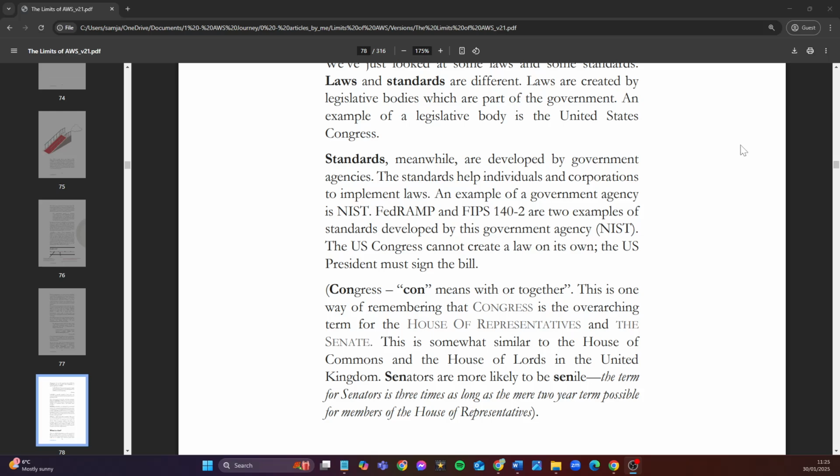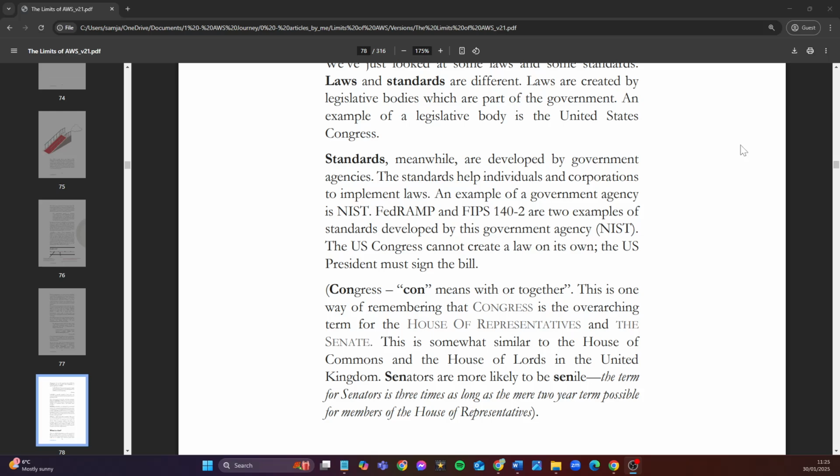Standards, meanwhile, are developed by government agencies. The standards help individuals and corporations to implement laws. An example of a government agency is NIST. FedRAMP and FIPS 142 are two examples of standards developed by this government agency NIST.